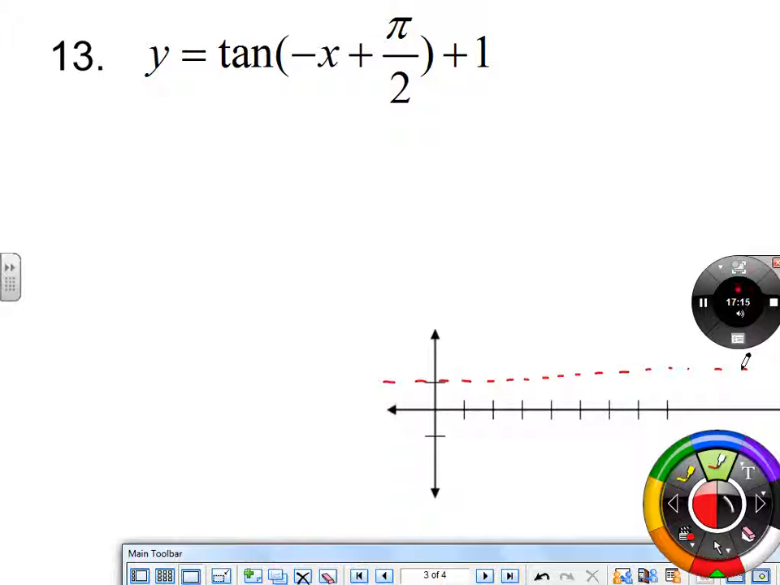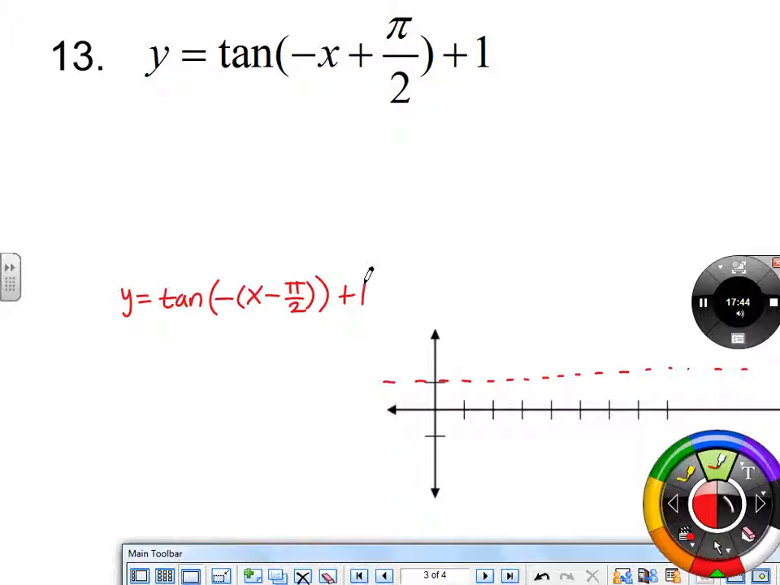Good. See that negative multiplying the x? That's going to cause a horizontal reflection, and we have to be really careful with our function when that's there, because if we really want to accurately see which way we're going to shift, we have to take that one transformation out of the other transformations. In other words, factor it out. So when we factor it out, that plus pi over 2 really becomes a minus pi over 2. And what's that going to signify for us? A shift right pi over 2.